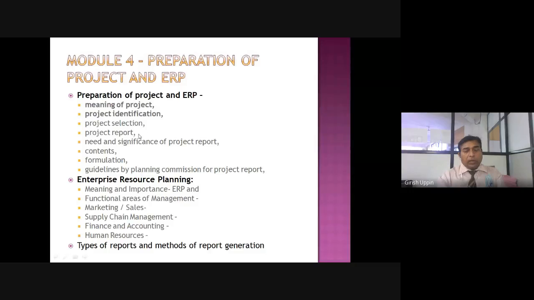Then you will create the project report. The project report in this particular module is different from the earlier project, as it is per the VTU guidelines. That report would be different.